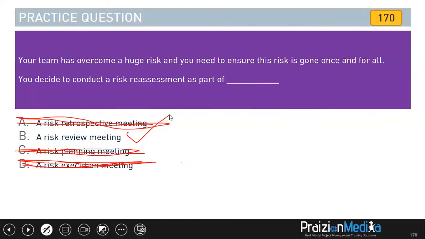We do have risk review meetings talked about on page 457 of PMBOK 6. And it says meetings that can be used during this process include, but are not limited to, risk reviews. Risk reviews are scheduled regularly and should examine and document the effectiveness of risk responses in dealing with overall project risks and identified individual project risks.